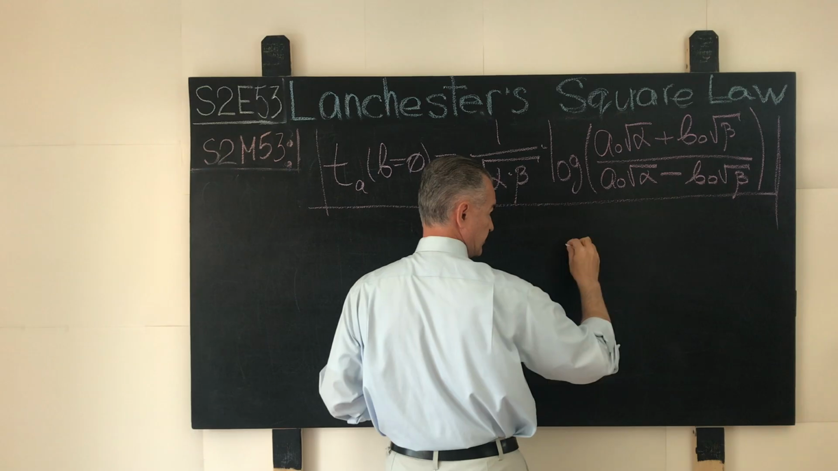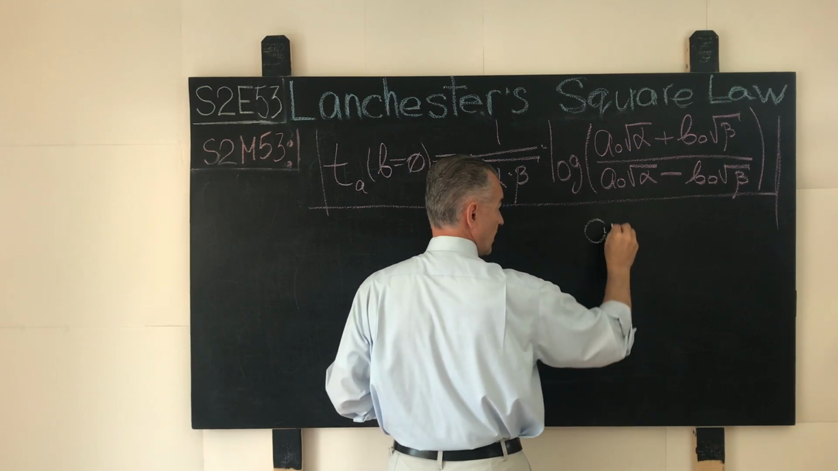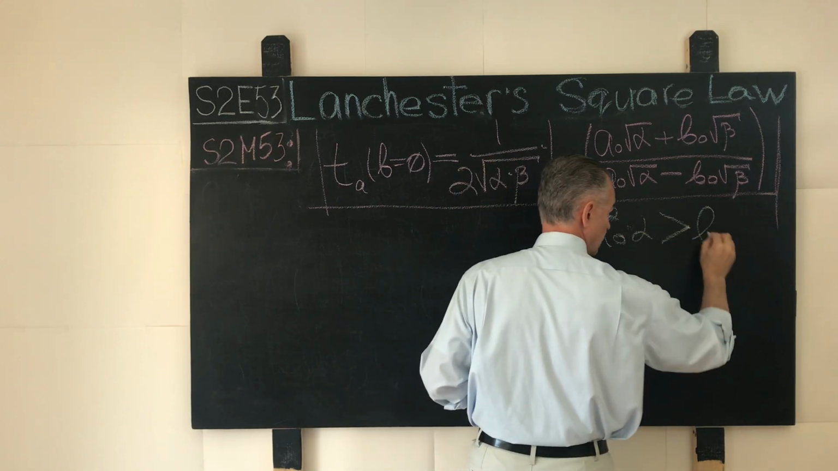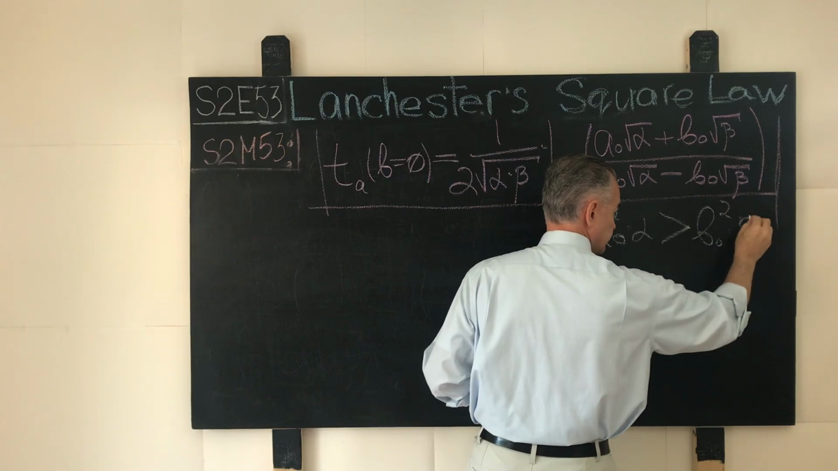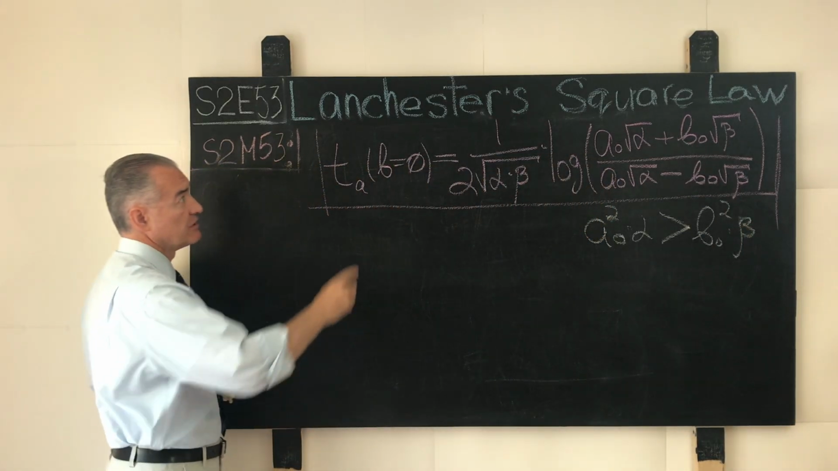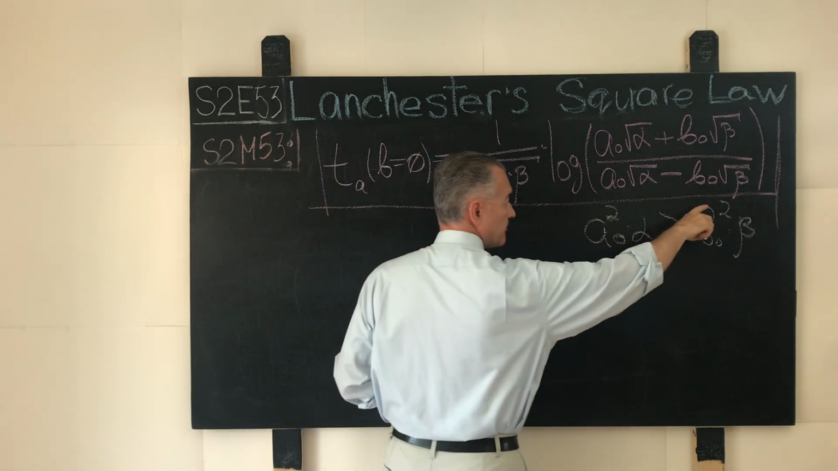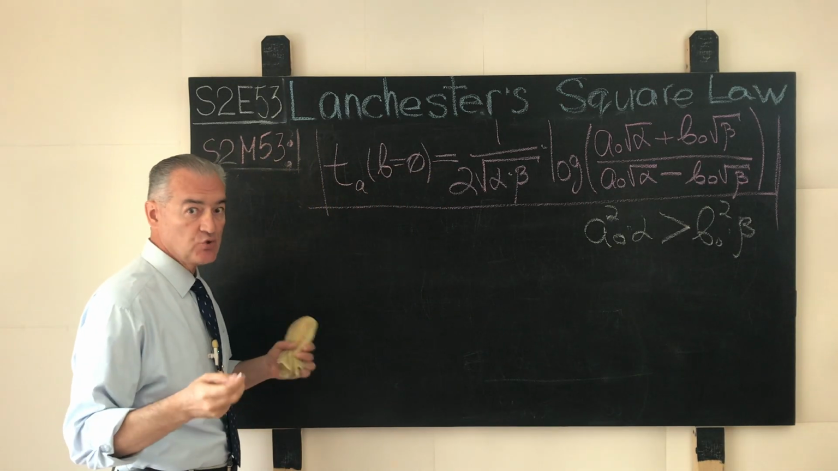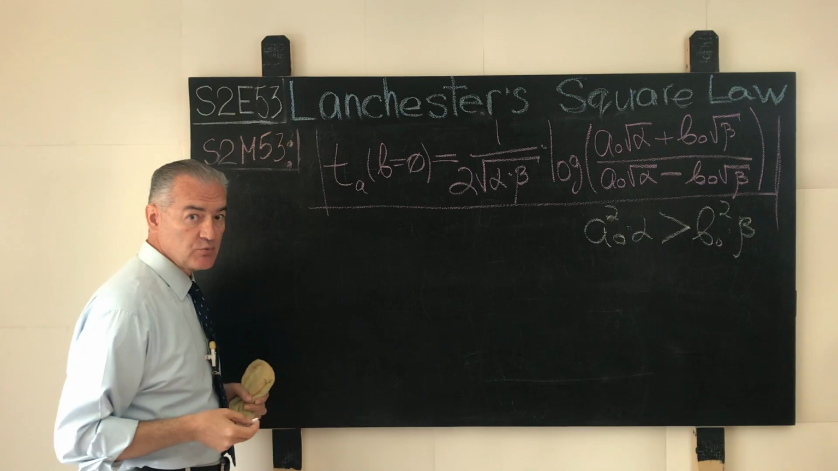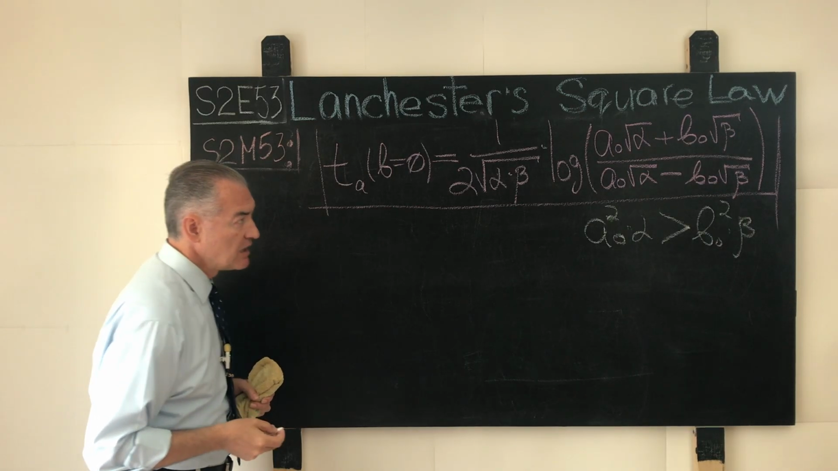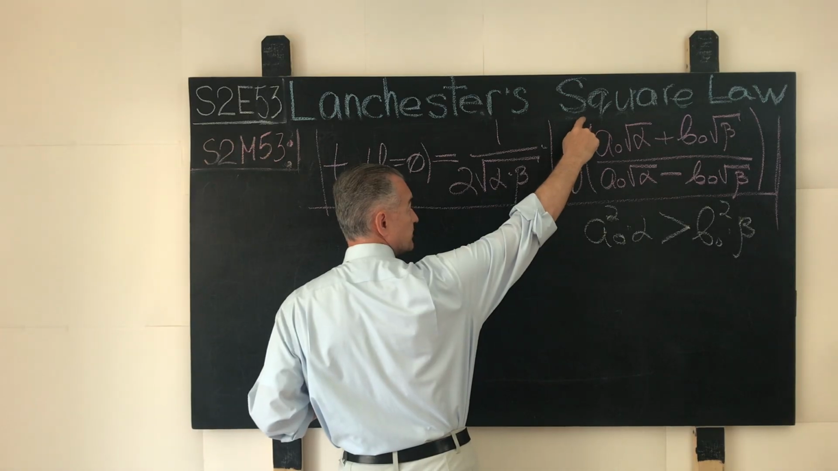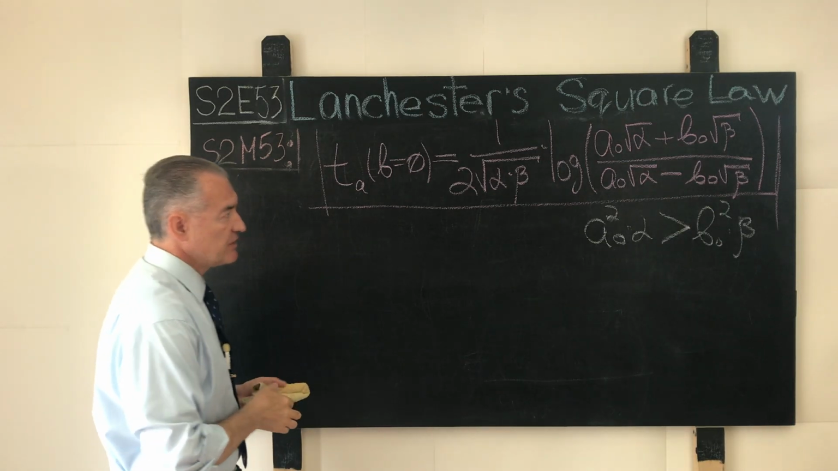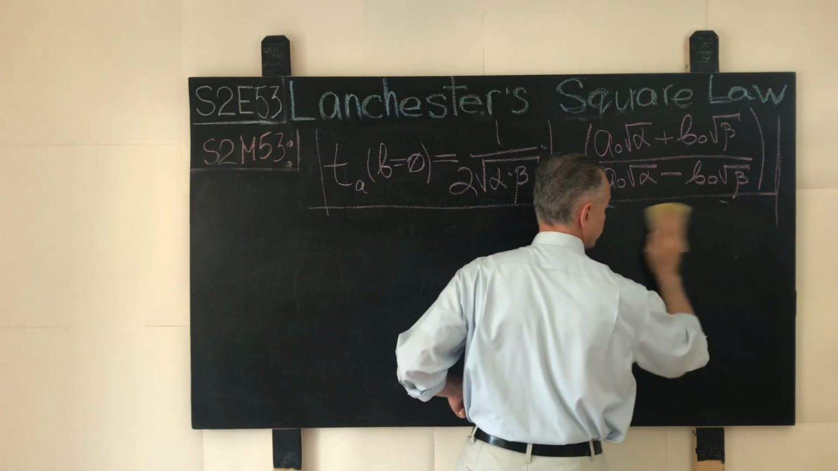If we square these things, what do we have? a0 squared times alpha must be greater than b0 squared times beta. You see again the squares of the number of the fighting units, or let's say people, soldiers, humans, if we take it to be a human combat. Again, this shows up and justifies the name Lanchester Square Law. So now, once we understand that, let us do another trivial task.